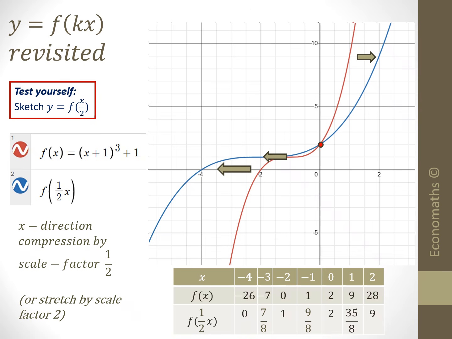The only invariant point is going to be the y-intercept, where the x value is 0. It doesn't matter what we scale the x value of 0 by, anything multiplied by 0 stays at 0. So the y-intercept stays at (0, 2).